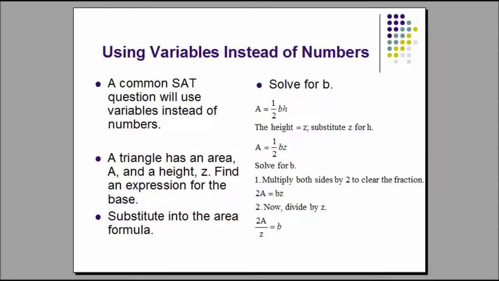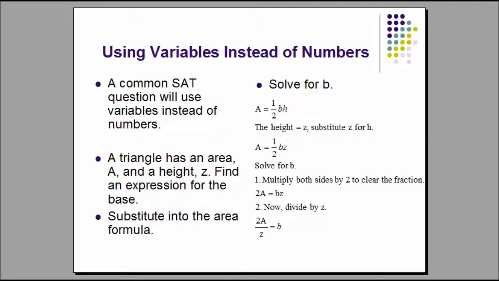Often, we will be asked to use variables instead of numbers on the SAT. In this problem, a triangle has an area A and a height Z. Find an expression for the base. To find this, we substitute into the area formula. Recall that A equals 1/2 base times height. Since the height is Z, we replace H with Z and obtain A equals 1/2 BZ.